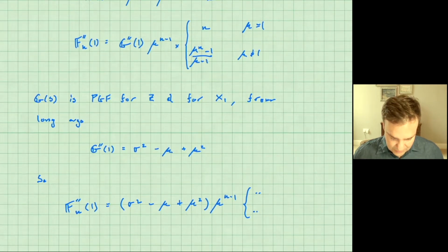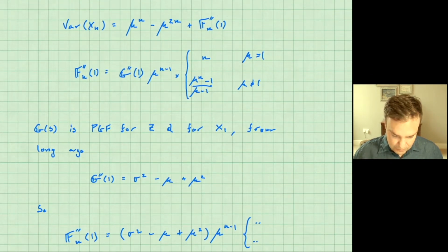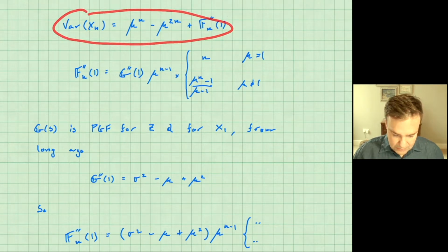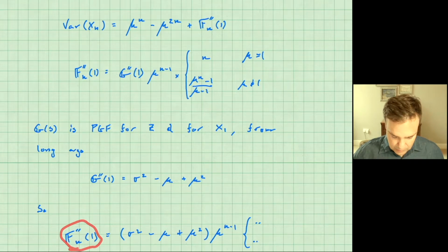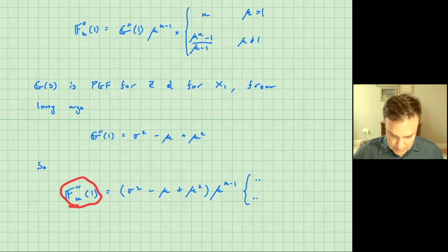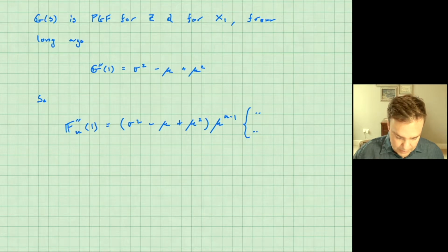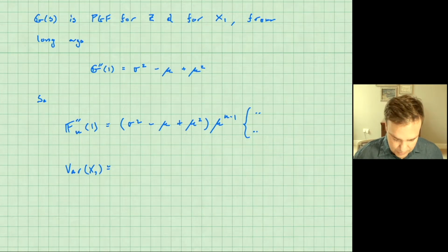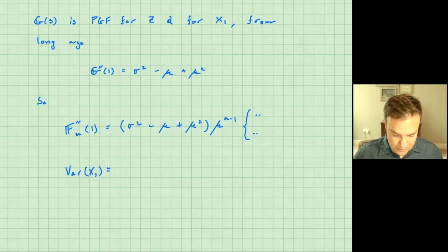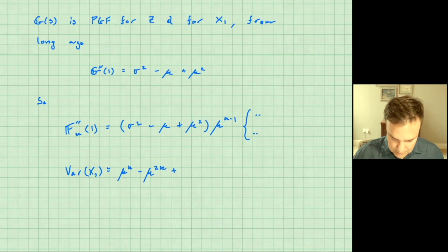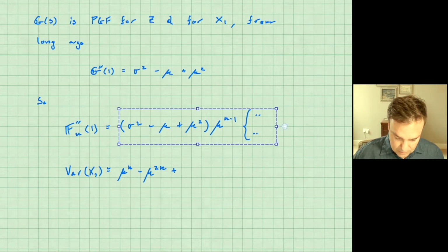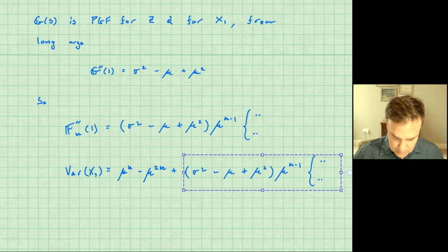And so if that's the case, if I want to go back to the variance formula, right? So here's the variance. I'm going to take this for f double prime n and put it in here. And what I get is the following. So I get that the variance of x1 is equal to, and I'll just add on the part that was up here, mu to the n minus mu to the 2n, and then add on to it this piece that I just wrote. So I'll just copy it like that.